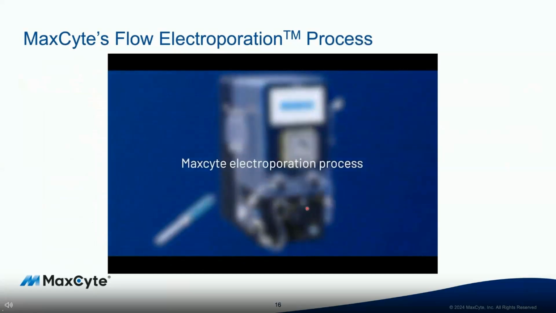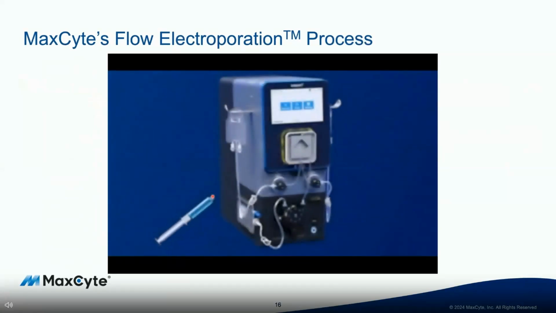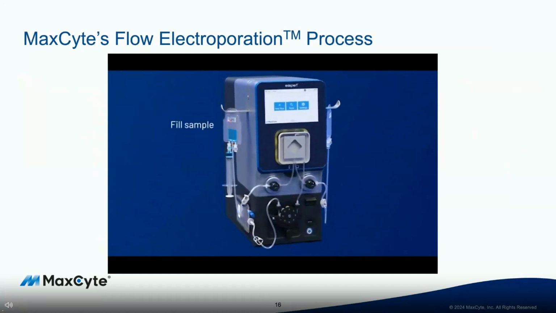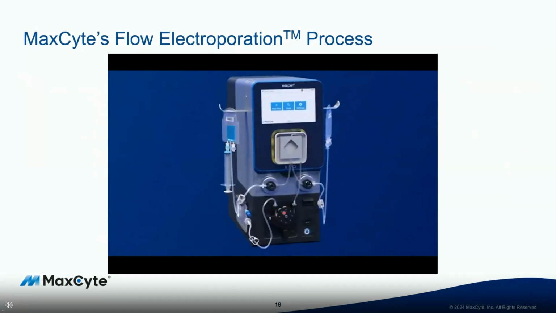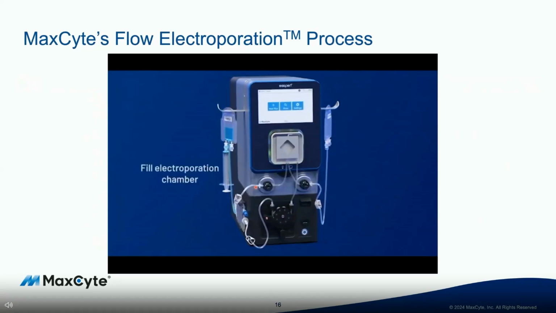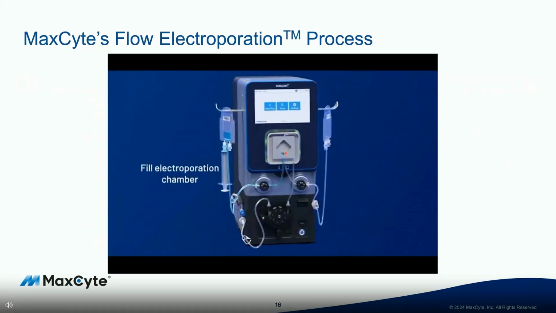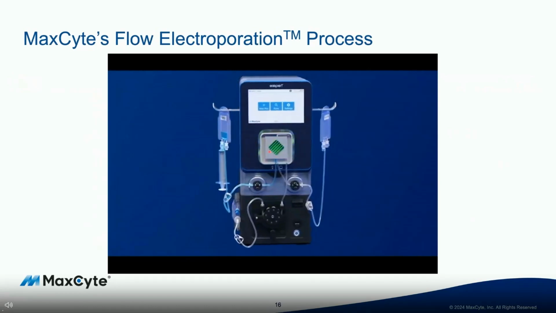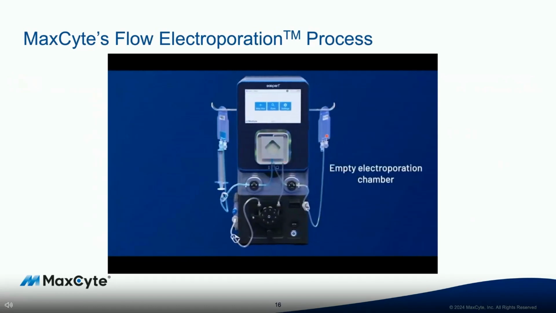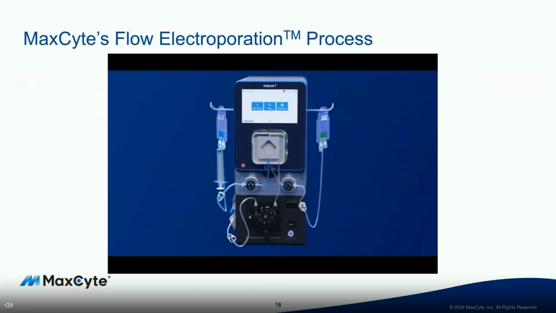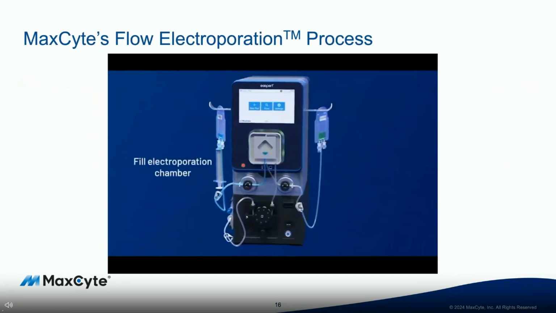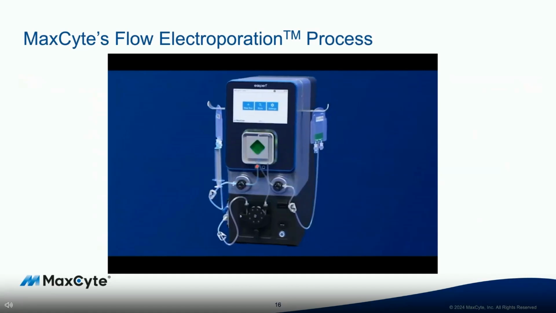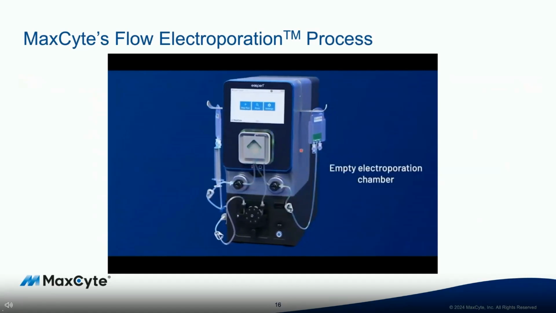This video is an example of how our flow electroporation technology works. So the cells and loading agent are loaded into this sample bag on the left-hand side. A peristaltic pump drives a defined volume of the cells into the electroporation chamber. The cells are electroporated and then flowed out into a collection bag. The process is pretty rapid. If you electroporate 100 milliliters of cells, which is about 20 billion cells, this process takes less than 20 minutes.